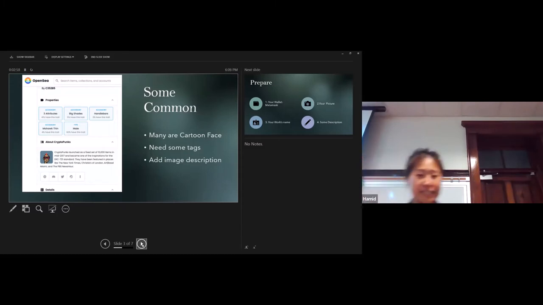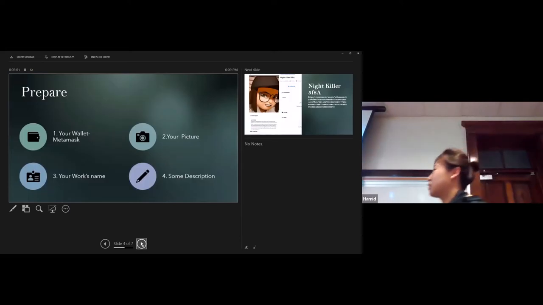And follow this. The last thing you need to prepare in order to create it: I chose my platform, and then you need to have your wallet. Following our class, I have one, it's MetaMask. Then prepare your pictures. I made my pictures by myself, it's like my face. And then you need to create a name for your work. You need a cool name that someone wants to check out. And then it's the description.